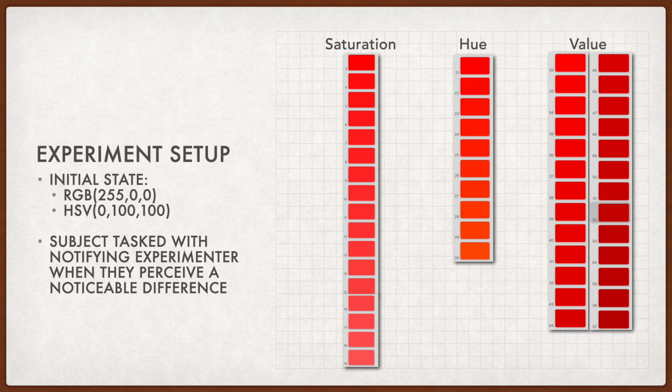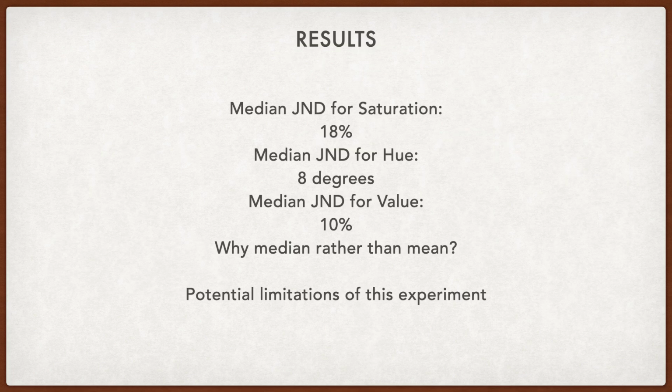To determine how JND was dependent on each of these three values, I started by first presenting the subject with a slideshow of decreasing saturation, then a slideshow of increasing hue, and finally a slideshow of decreasing value. As a baseline for each of these three slideshows, I began with the color red, with RGB and HSV values described on the slide. When presented with the slideshows, I tasked the subject to notify me when they perceived a noticeable difference. After conducting this experiment on multiple subjects, I arrived at the following results.